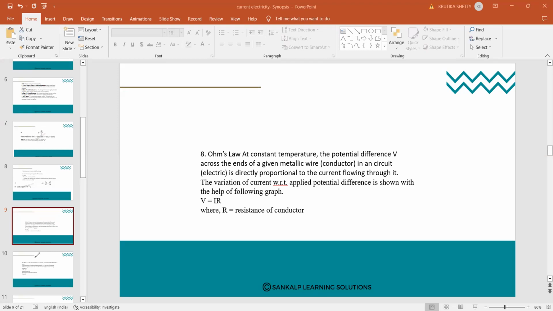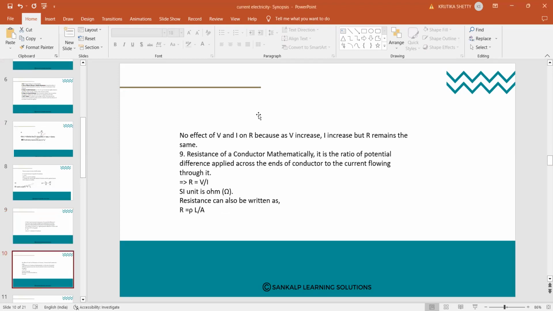The next point. So no effect of V and I on R, because as V increases, I decreases, but R remains the same. Whatever the resistance is, it is not depending on V and I. Your resistance is depending on some other factors only.